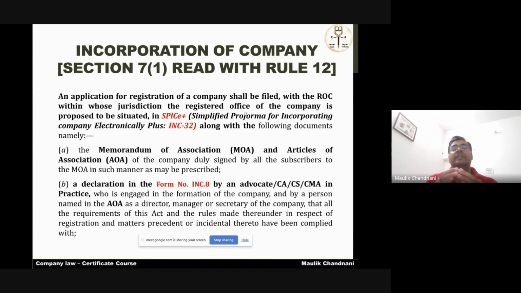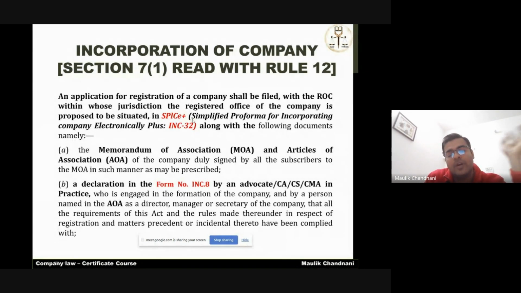Normally, the ROC is attached with every state. Every state has its ROC. So if you are incorporating a company in, say for example, New Delhi, you need to apply to the ROC New Delhi. Basically, you need to understand that we are applying to the ROC of a state, but it is not visible clearly when you are making an application online.